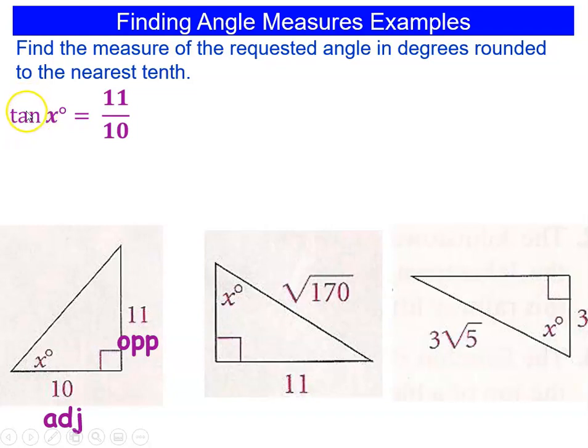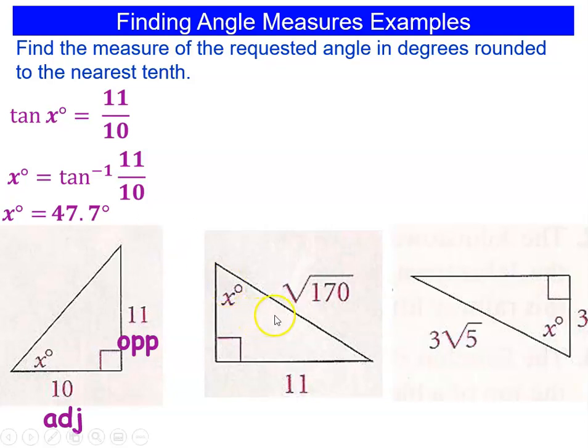How do you get rid of tan? Well, you take the inverse tan of both sides, and x is the inverse tan of that ratio. Straight on a calculator, you get 47.7 degrees. Pause the video at any time and try these, and make sure you can get to those answers.